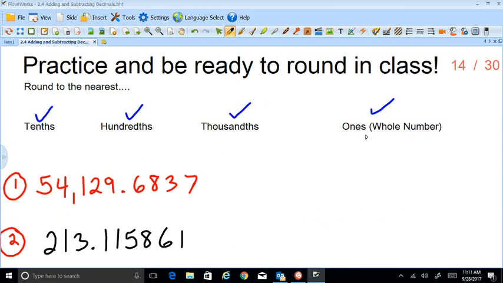So do that. You should take number 1 and round it 4 different times to 4 different locations, and write down your 4 different results. And then take number 2 and round this number 4 different times. I will see you in class tomorrow. Practice even more problems than just this, and we'll talk about it in class.